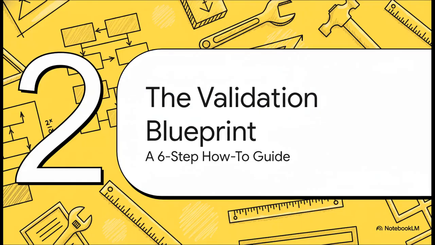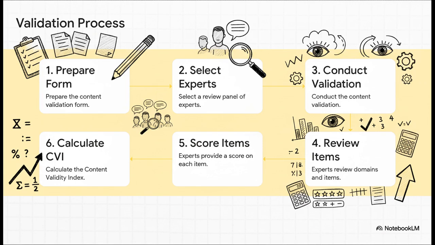Okay, so we get why it's so critical. But how do we actually do it? Well, lucky for us, there's a clear, systematic process, a blueprint really, for building a rock-solid questionnaire. And here they are. These 6 steps are going to take us from just a rough draft of questions to a fully validated instrument. We'll prep our forms, pick our experts, run the validation, have them review and score everything, and then finally, we'll calculate the Content Validity Index, or CVI. Let's walk through this together.